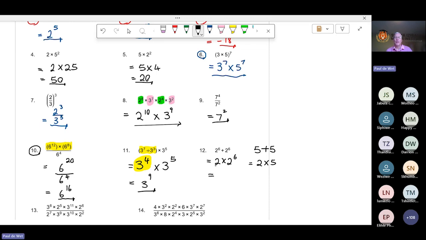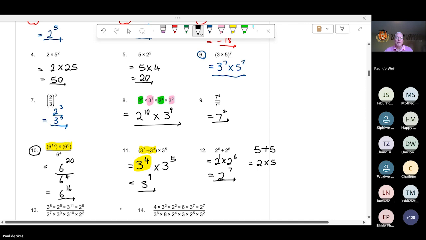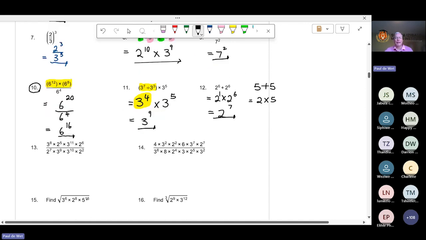Now I am multiplying, and I've got the same base. So I'm going to add the exponents. Something that we haven't really said so far is that when we've got a number that doesn't have an exponent on, that exponent is actually a 1. Now because I'm multiplying, I'm going to add the exponents, and I get a final answer of 2 to the 7. We're kind of getting there with this.